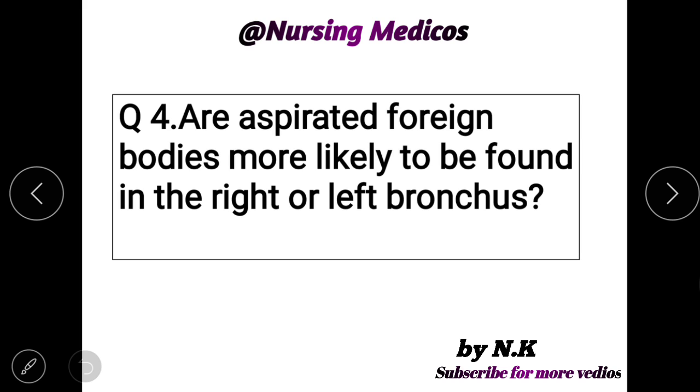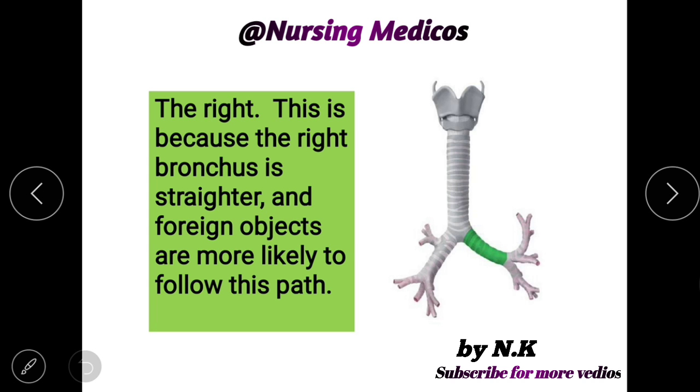are aspirated foreign bodies more likely to be found in the right or left bronchus? So we'll see the answer. The answer is the right. This is because the right bronchus is straighter and foreign body objects are more likely to follow this path. We can see this picture. In that, the right bronchus is slightly straighter than the left. So the answer is the right. The next one.